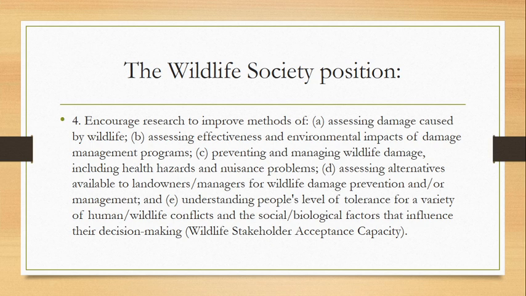This is what's called wildlife stakeholder acceptance capacity. Wow, there's a lot here. A, assessing damage caused by wildlife. You know, it's so easy to assume that the wildlife is causing the damage, but to actually measure it becomes a different story. So let's say there's a lot of grain that's disappearing from my silos. Blaming mice and rats for it is probably accurate, but we should have a good measurement of it and see how much is actually being lost.